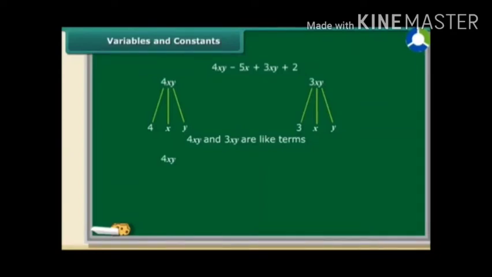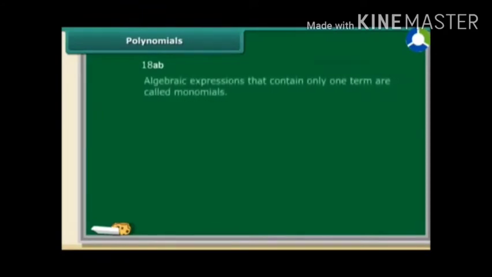Here 4xy and minus 5x. So in these two terms, 4xy has the factors 4x and y. Here, on this side, minus 5 and x are the factors, so the factors differ, so they are unlike terms. So now I am going to tell you the types of algebraic expression.